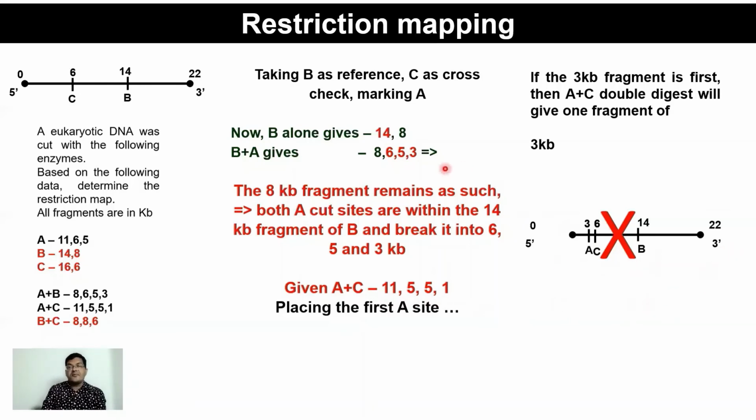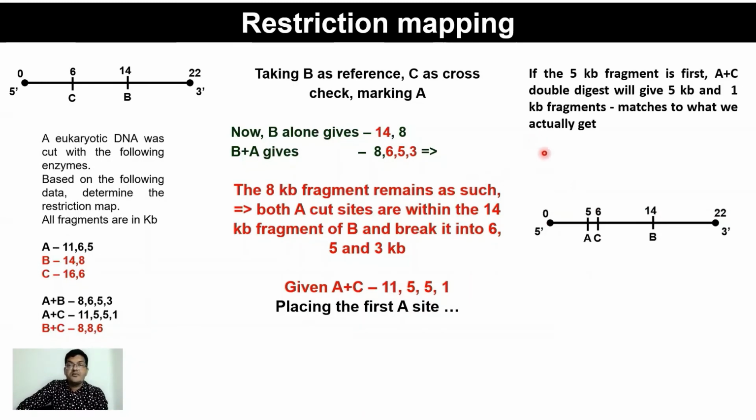Right. So now we try for the last thing where we hadn't tried the 5 kb fragment first. So let's put that up and see whether it partially matches with the A plus C double digestion, because we're only putting at the first A site and not the second A site. So now if the 5 kb fragment is first, A plus C double digest will give you a 5 kb fragment and a 1 kb fragment. And this is what matches to what we actually get here. So when A is placed at 5 kb, if you do an A plus C double digestion, you'll get a 5 kb fragment, and between 5 and 6 you will get a 1 kb fragment. So this is what you get here, a 5 kb fragment and a 1 kb fragment.